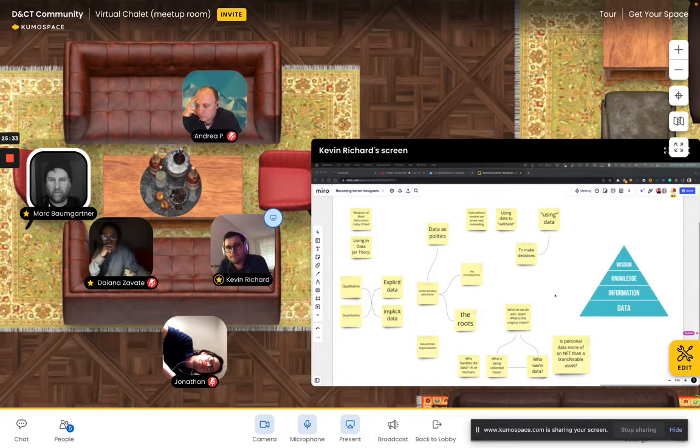But I think it's interesting if you accept that qualitative data is inherently biased, but so explicitly biased that it's okay. Then it helps you understand that specific moment that you're extracting that data from, understanding that context.